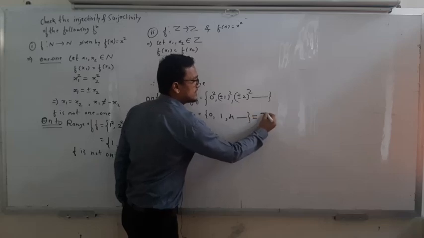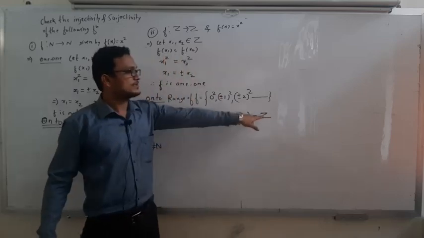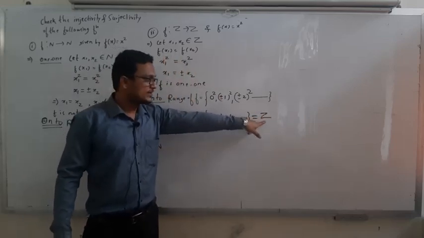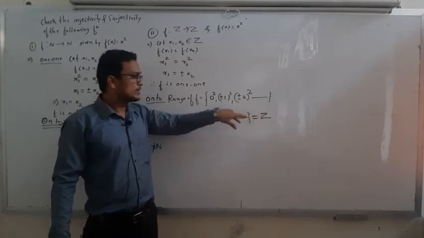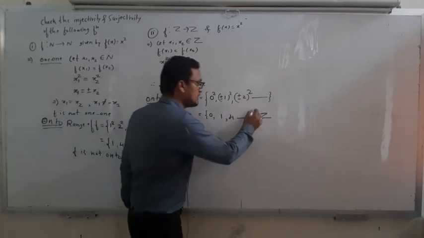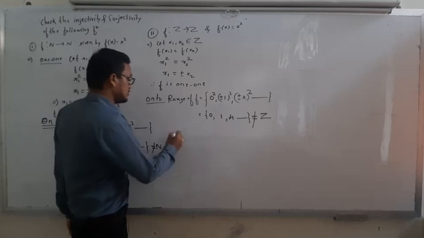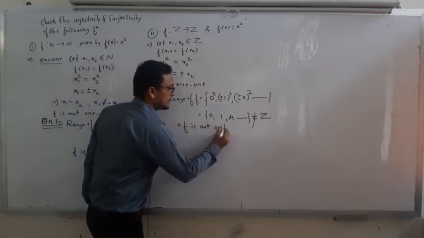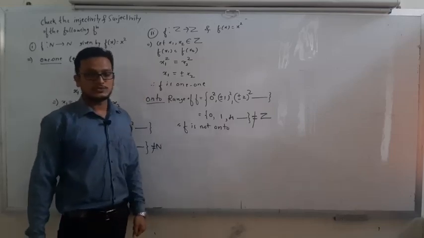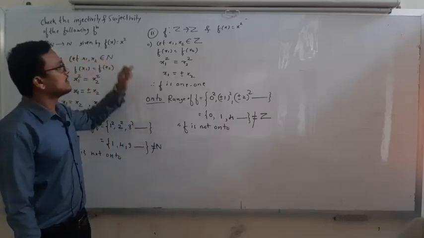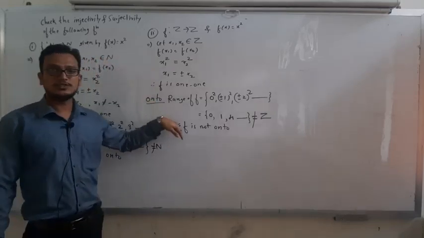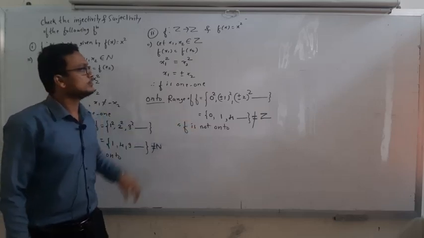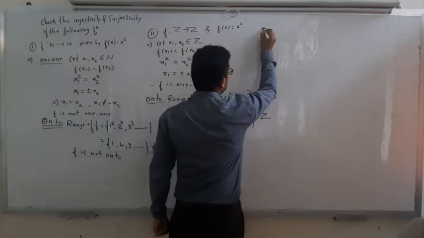But our codomain is Z, the integers, so it contains negative as well as positive, but we are getting only positive, therefore it is not equal. So therefore what? F is not onto. So in this what can we conclude? The given function is 1-1 but not onto. Okay, we will have another example.